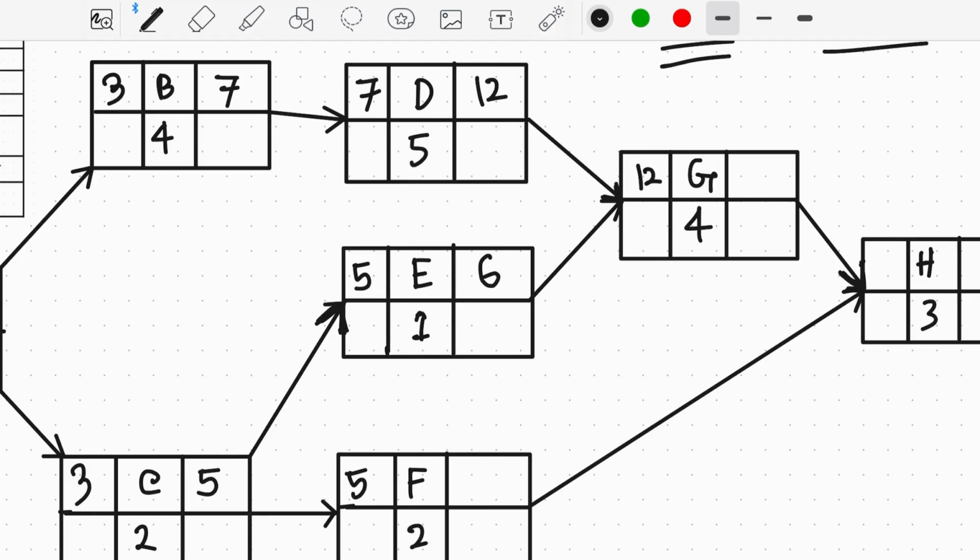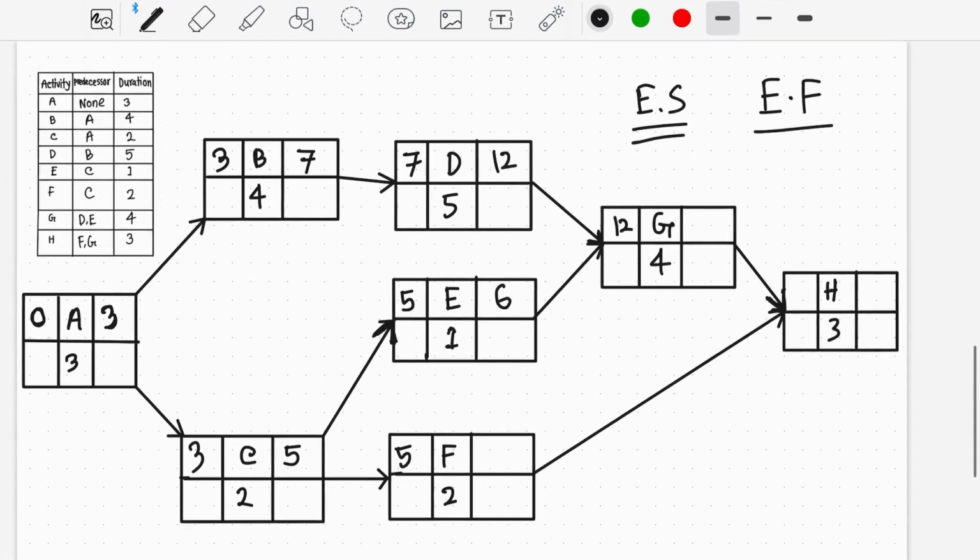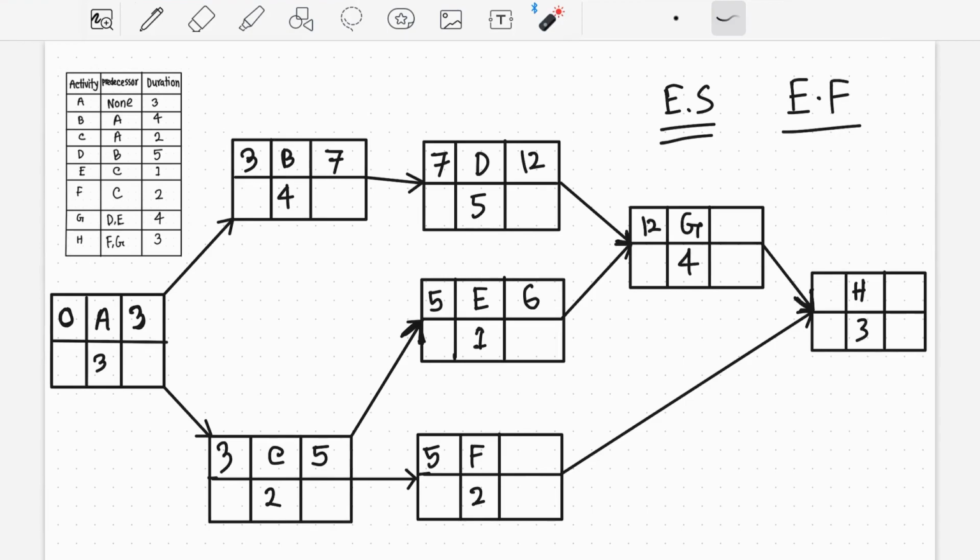In this case we have a problem. When we solve the forward pass, the ES and EF, the early start and early finish, we have to take the highest number, since that is what it takes to finish the activity. You can see the G activity depends on E activity and D activity. With the 12th week and the 6th week, we will take the highest number.